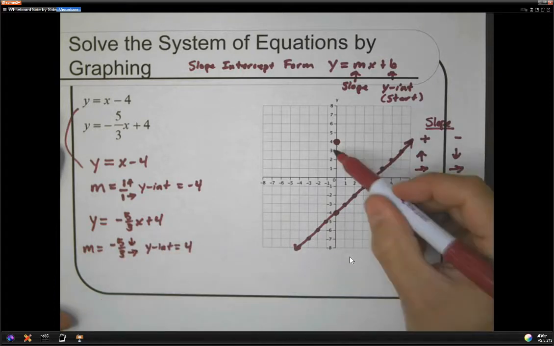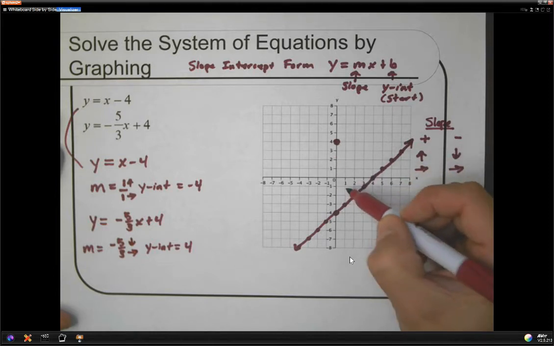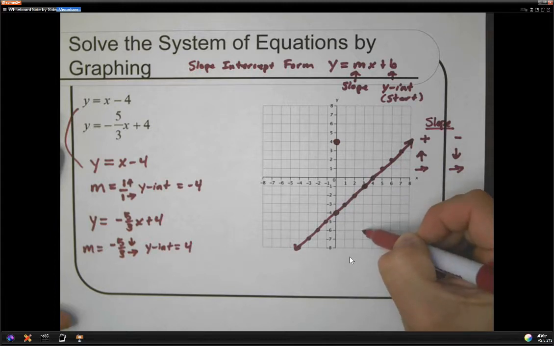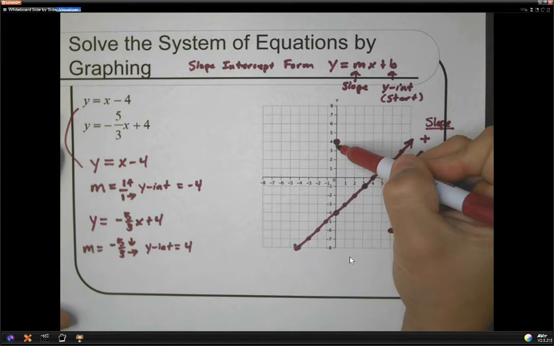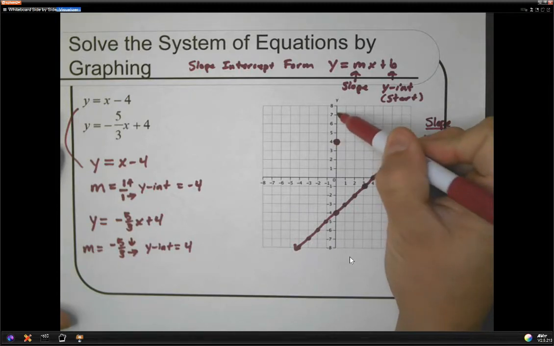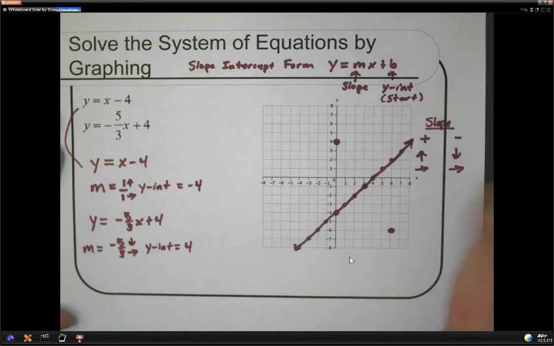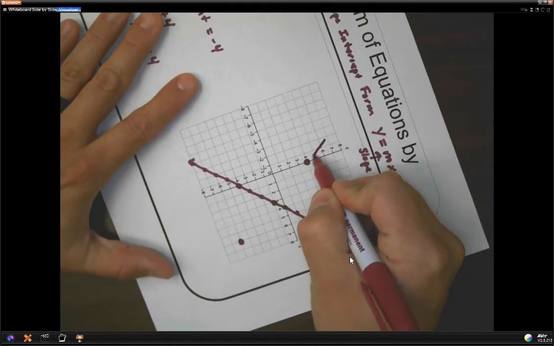So from my starting point, I'm going to go down 5 and right 3. 1, 2, 3, 4, 5. 1, 2, 3. Again, 1, 2, 3, 4, 5. 1, 2, 3. Once I get a good amount of points, and remember, you could do the complete opposite, I can go up 1, 2, 3, 4, 5, and left 3. Now that would take me off my graph, but again, you could go that direction if need be. And once I have enough points, I can go ahead and draw my line for it.